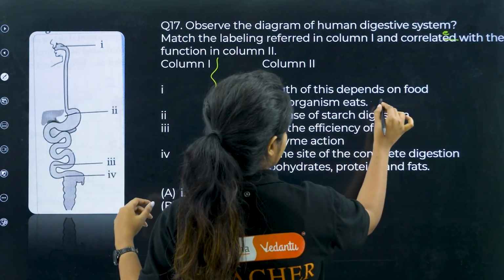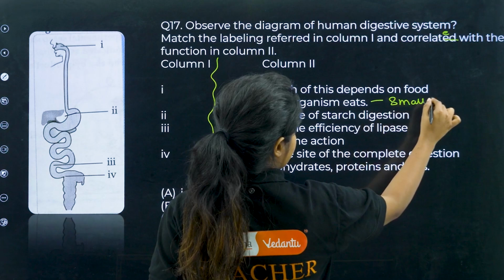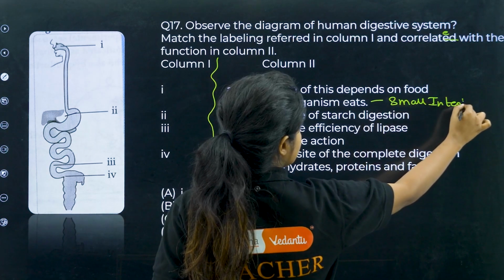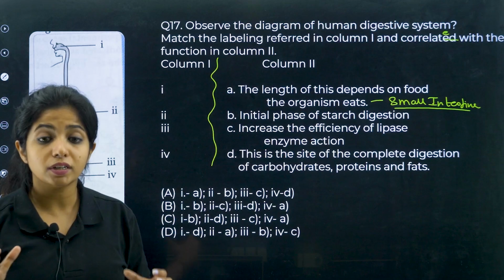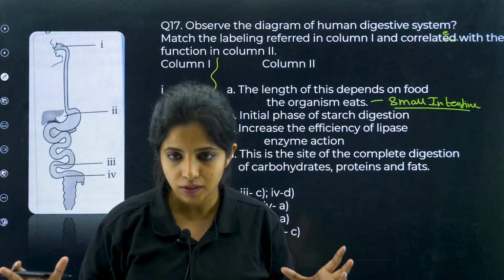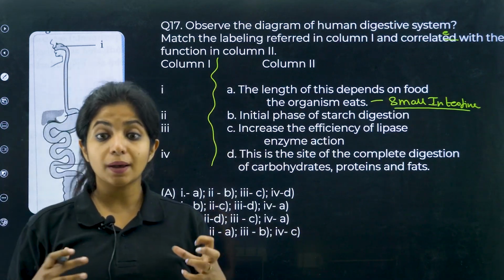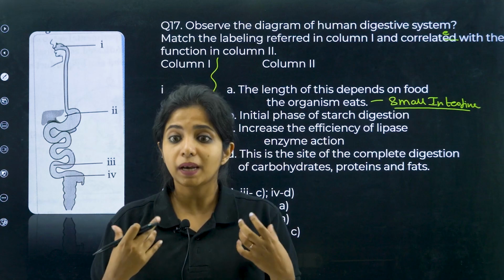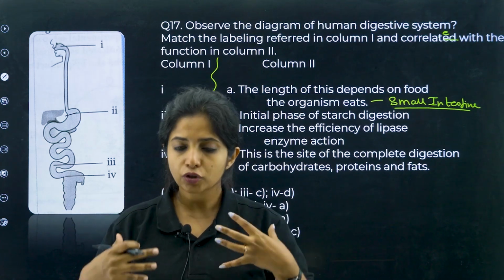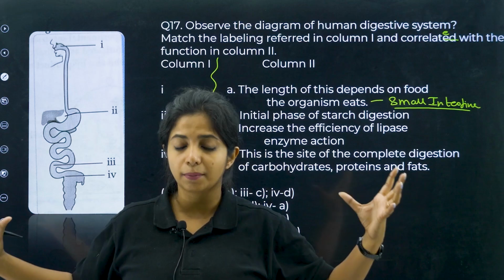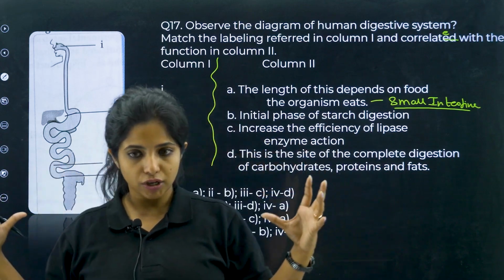Basically, you're talking about the small intestine, right? For an organism that needs too much time to digest, it will have a longer small intestine, because the small intestine is the place where final digestion takes place. For example, herbivores eat plants, and plant cell walls have cellulose. To break down cellulose you need so much time, so their small intestine is large.